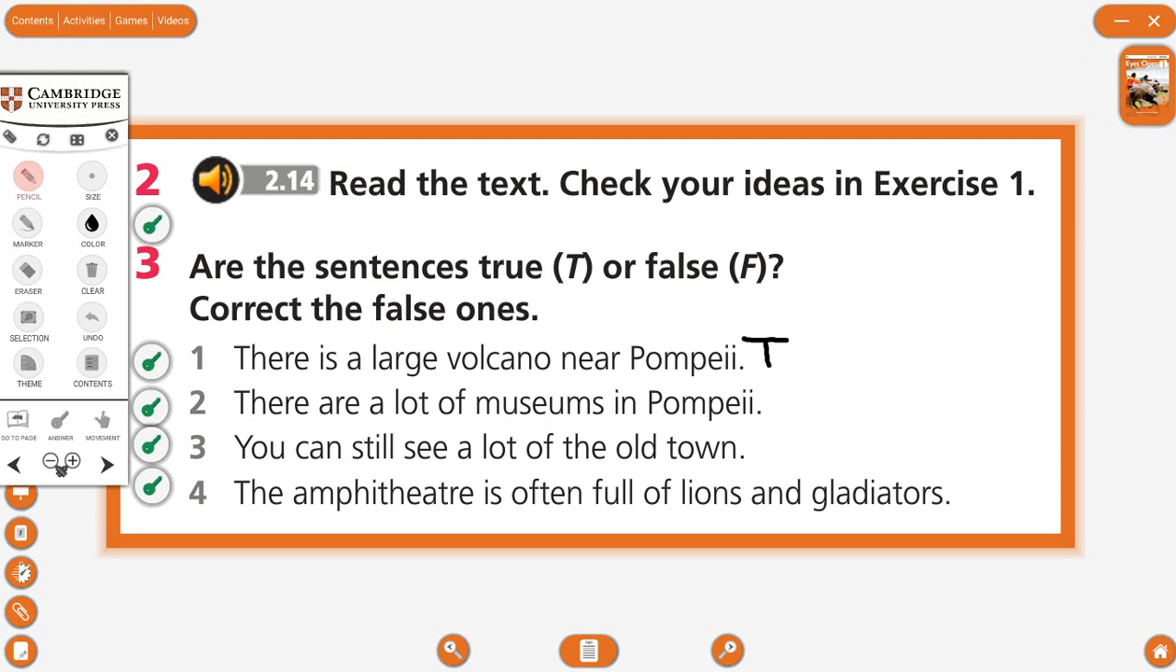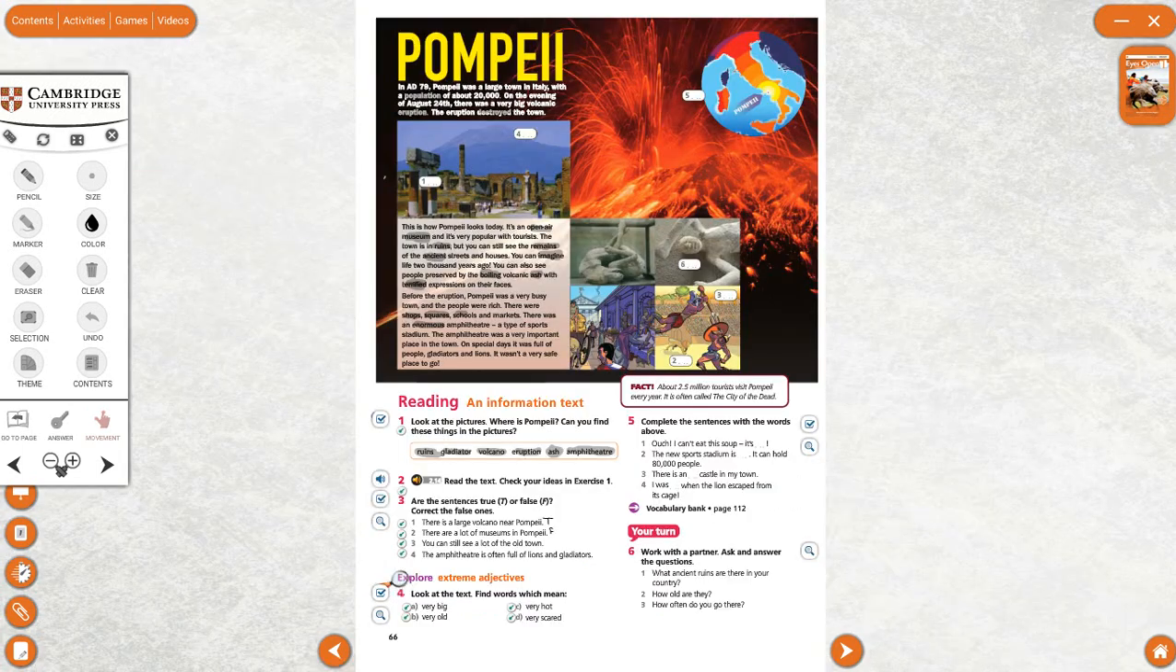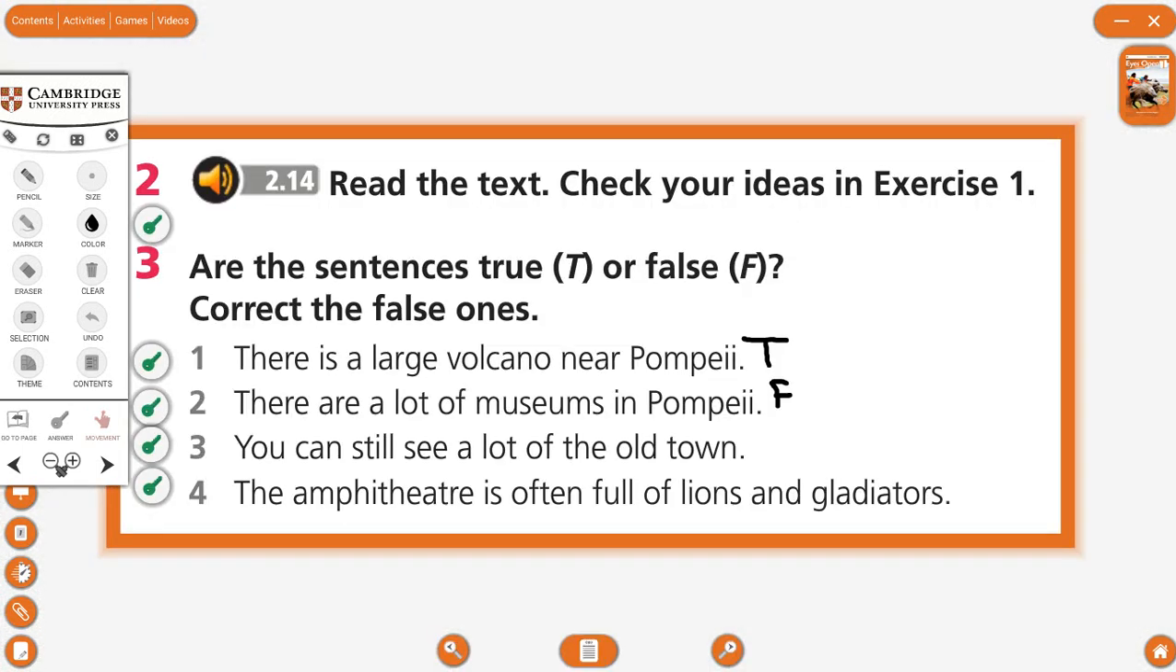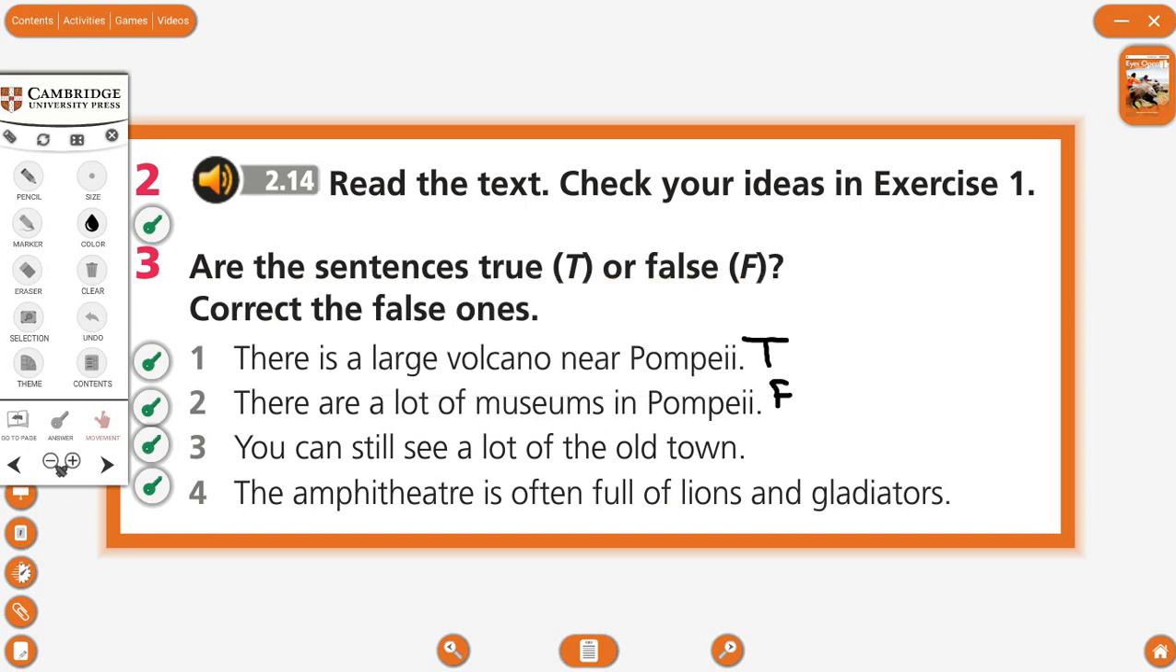Number 2, look at number 2. There are a lot of museums in Pompeii. Is that true or false? This is false. There is one, an open air museum. False.